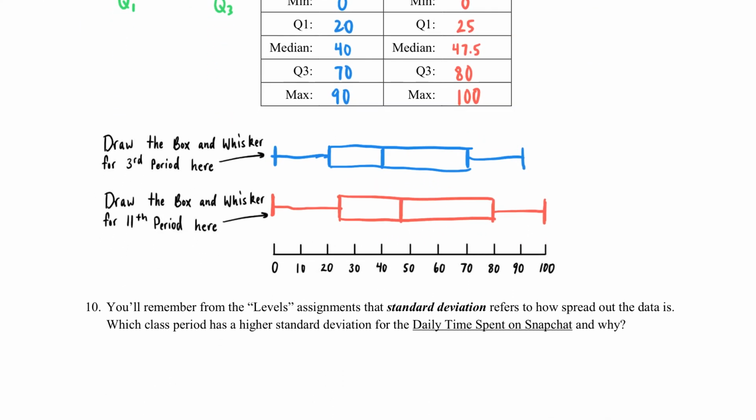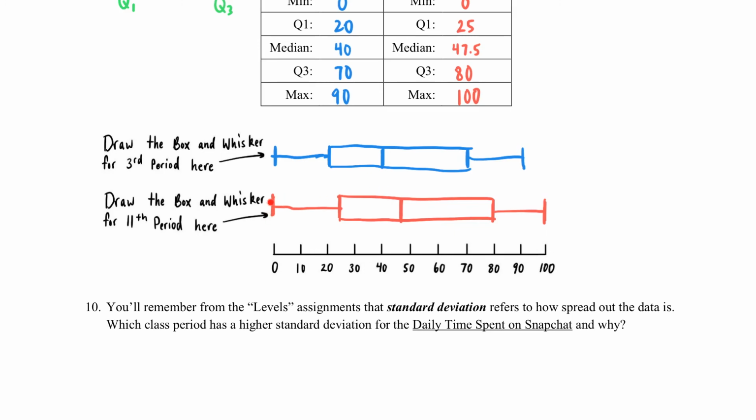And then the last question here, you'll remember from the levels assignments that standard deviation refers to how spread out the data is. Which class period has a higher standard deviation for the daily time spent on Snapchat and why? So I would say, for a couple reasons here, it looks to me like 11th period is slightly more spread out. And there are two reasons for that.